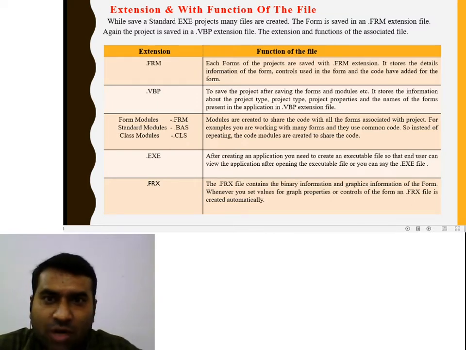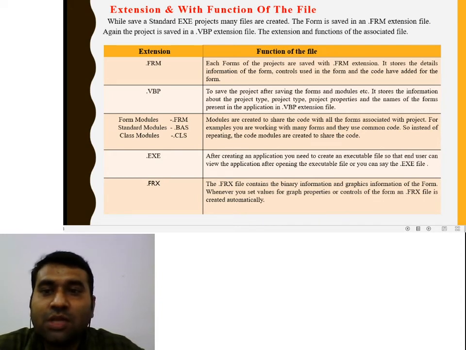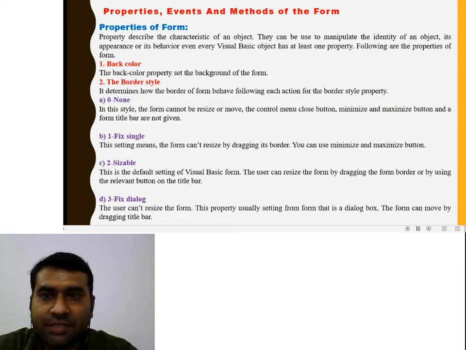First extension is .frm. The .frm extension is used for the Visual Basic form. .vbp is the extension for the Visual Basic project. The project contains the forms and the modules. Many forms and modules are present in Visual Basic. For saving the project, the .vbp extension is used. Any graphics related files and information are saved in the .frx extension. Any executable files are saved in the .exe extension.